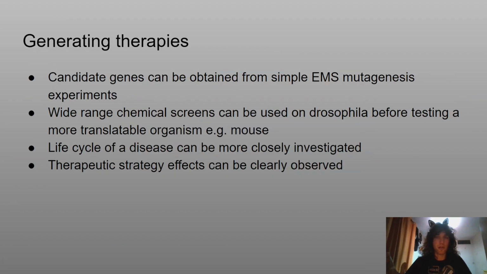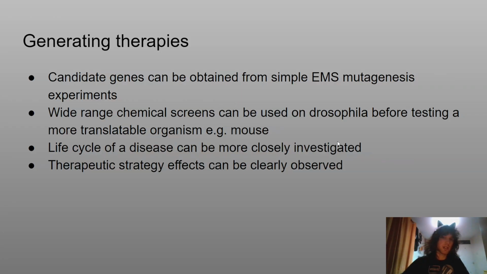So how do we generate therapies from this? Again, you can get candidate genes from simple EMS mutagenesis experiments. You can do a wide range of chemical strains. They use this often. Drosophila have the most progeny and the shortest life cycle. So just throw some chemicals at them, see what works, then test it on mice, and then do some clinical trials on humans.